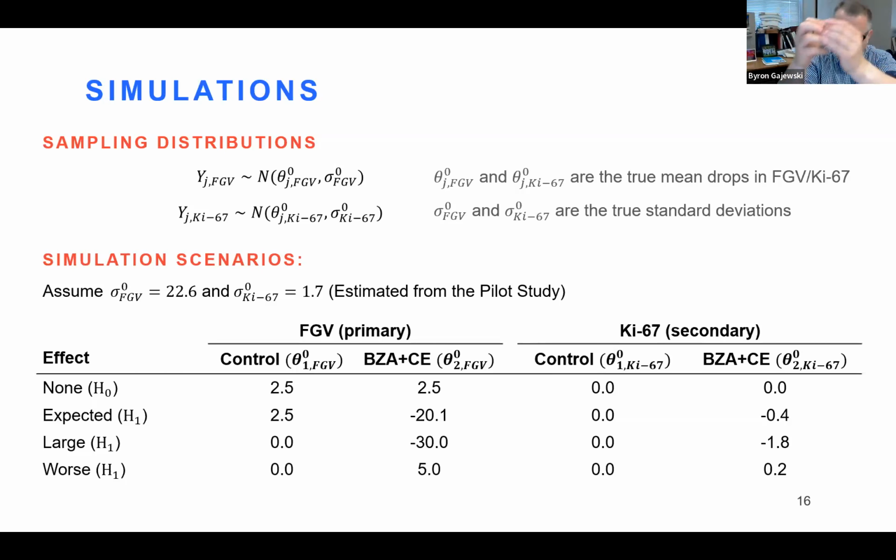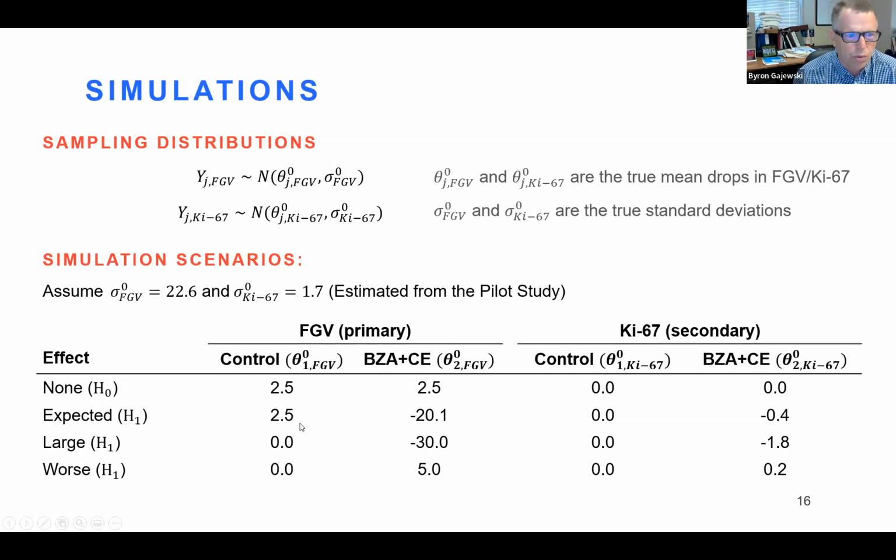Do it again, put it in a row, do it again, put it in a row. And you can do this 100,000 times is generally the recommendation. And then we calculate under the null hypothesis how many times we were falsely saying there was an indication or success. And that's our type 1 error.